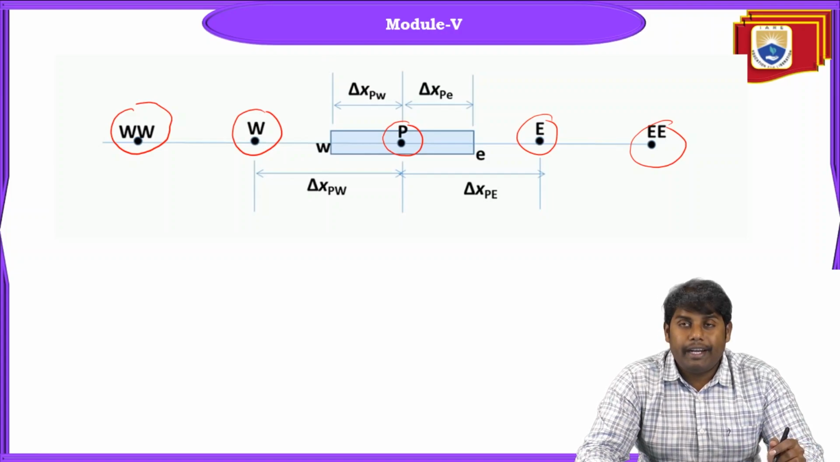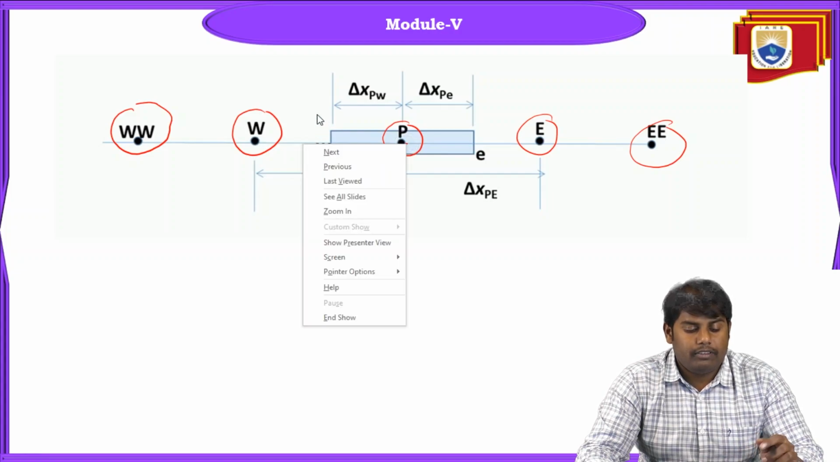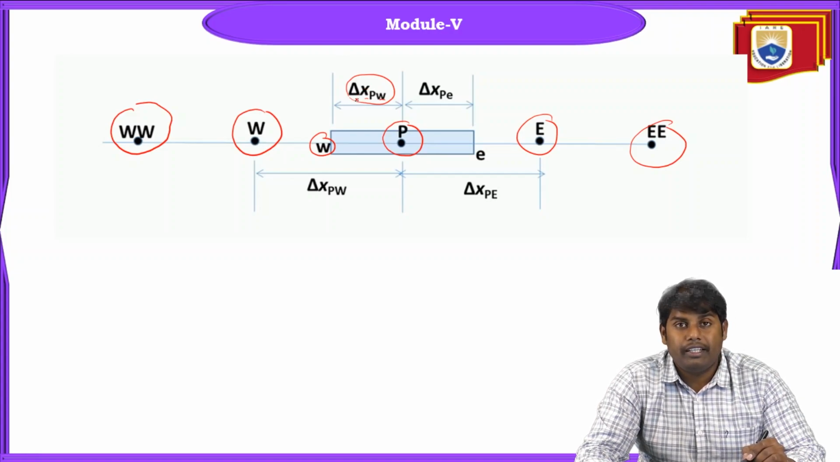So let us see the basic index notation and the values of delta x PW and PE. The distance between this point and the west face is denoted here as delta x P small w. This index notation is very important, and this dimension is very important. Why? Because when we do the finite volume formulation, we will use these notations. That is why these are initially taught.